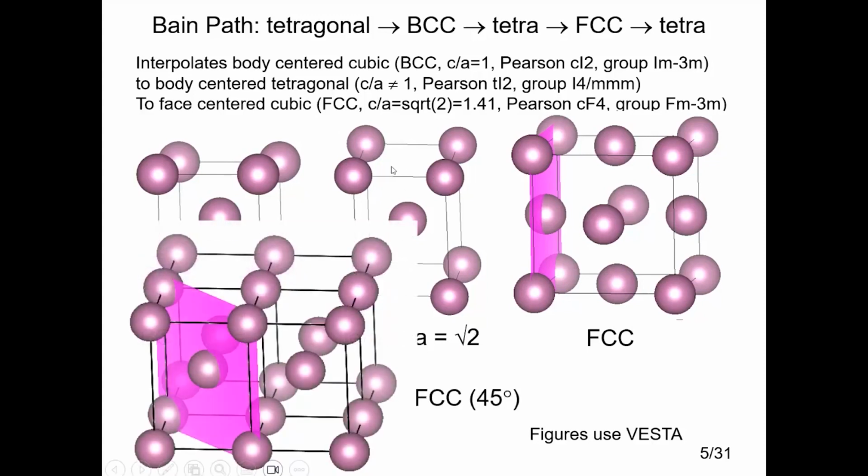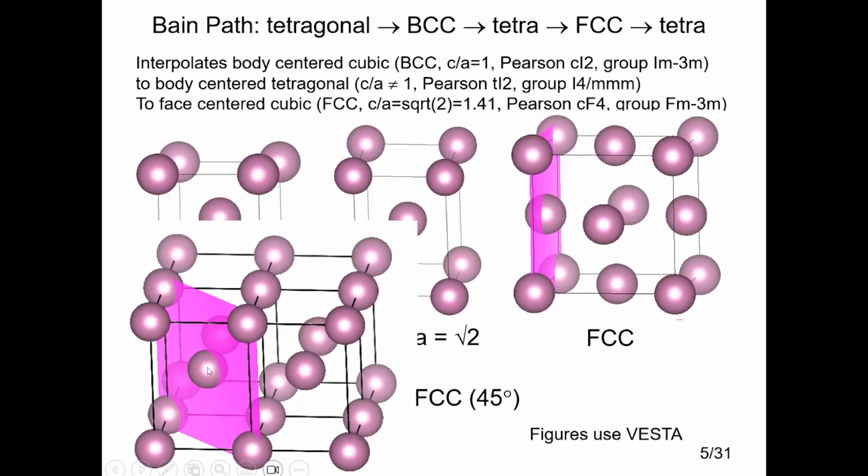So I've taken a 2x2 supercell of my stretched body-centered tetragonal structure. Here we see the 4 unit cells of the 2x2 supercell. And now I've drawn a lattice plane running through the body center. This is what's called a 1-1-0 lattice plane.